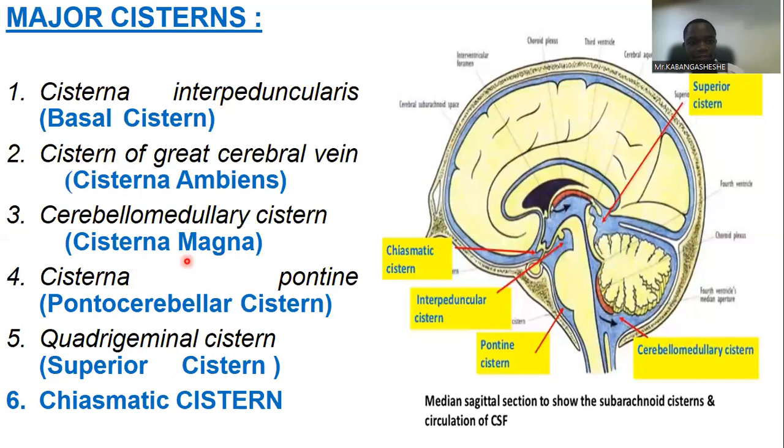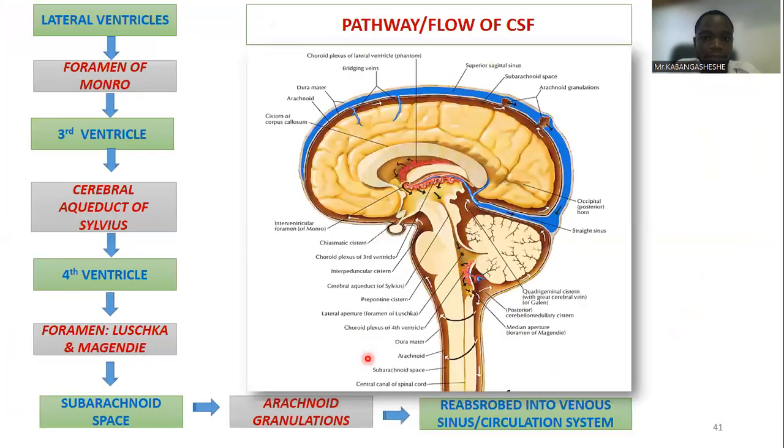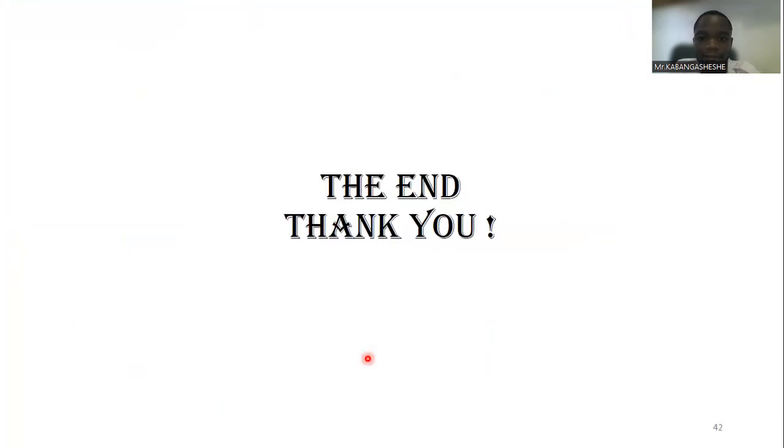We can just compare them with what is here. All right. So this is where cerebrospinal fluid is passing through all the way to the granulations and exits the subarachnoid space to enter the general circulation. Okay. So this is where we end with the ventricular system.